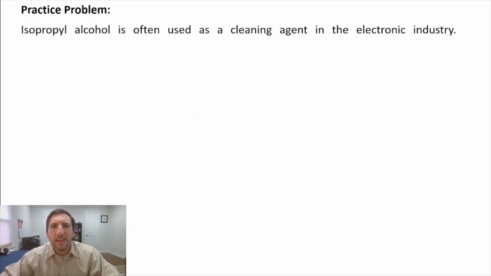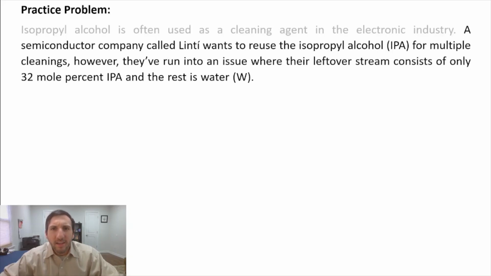So we've got isopropyl alcohol is often used as a cleaning agent in the electronic industry. Okay, that's good background information, but I don't think I have anything that's going to actually help me solve this problem and figure out some mass flow rates and mass compositions. All right, next line. A semiconductor company called Linte wants to reuse the isopropyl alcohol for multiple cleanings. However, they've run into an issue where their leftover stream consists of only 32 mol% IPA and the rest is water.